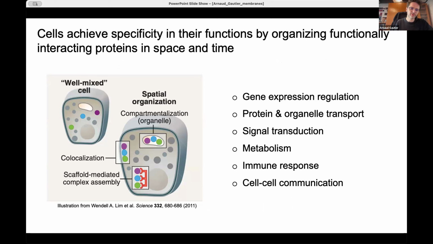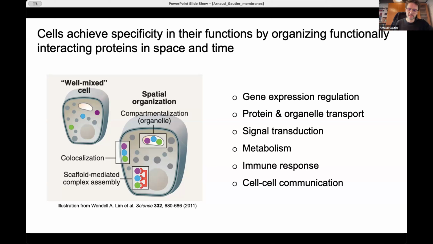So in particular, in terms of spatial organization, some specificity can come from the compartmentalization of functionally interacting proteins, the colocalization of these proteins to membranes in particular, or the organization of protein complex assemblies through interaction with specific scaffolds. And this spatial organization is really key for almost all processes inside cells, going from gene expression regulation to protein and organelle transport and so on.